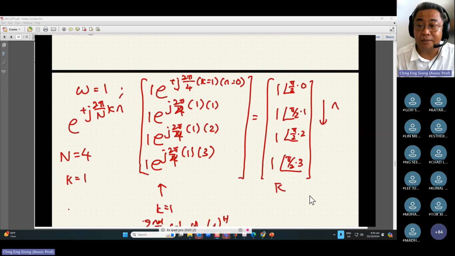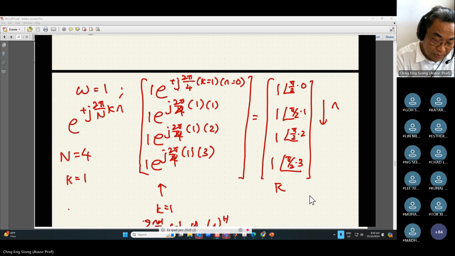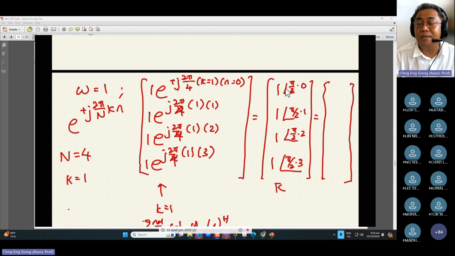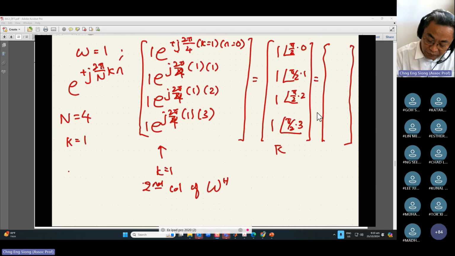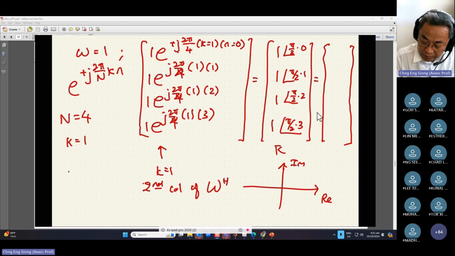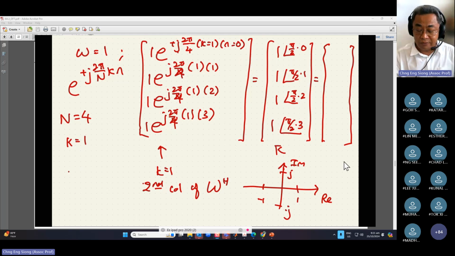How did he look like, guys? I'm not going to draw for you how he looks like. How do you draw 1 angle 0? If I give you a circle, and this circle is the real part of the complex number, and this is the imaginary, this is 1, this is minus 1, this is j, and this is minus j. Where is 1 angle 0? It means the magnitude is 1 and the phase is 0.